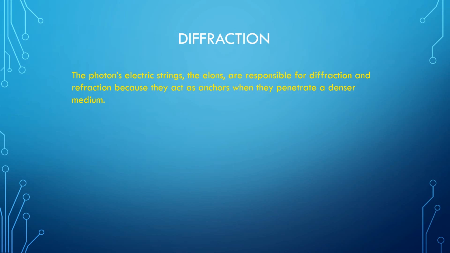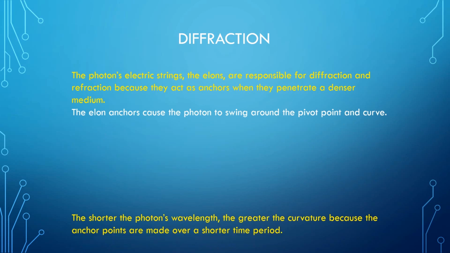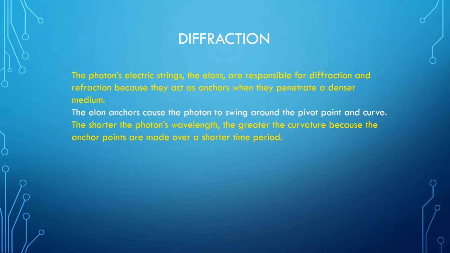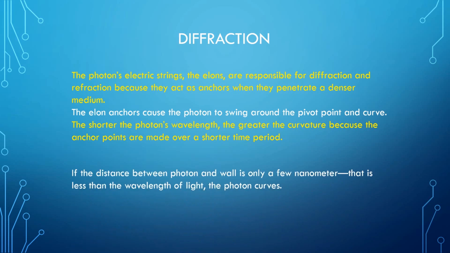The following is some of the major points covering diffraction. The photon's electric strings, that is the elons, are responsible for diffraction and refraction because they act as anchors when they penetrate a denser medium. The elon anchors cause the photon to swing around the pivot point and curve. The shorter the photon's wavelength, the greater the curvature, because the anchor points are made over a shorter time period.